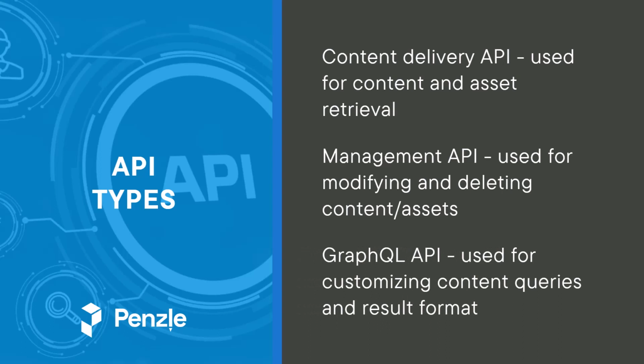GraphQL API. Delivery API covers all manners of data retrieval, while Management API provides endpoints for modifying and deleting your content. Management API is primarily useful to developers working on the back-end side of things, where you sometimes have to modify content directly through code. GraphQL API gives you the ability to query for data that you want in exactly the format you need it in.